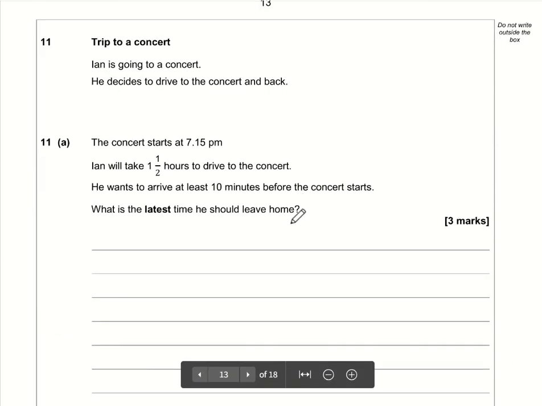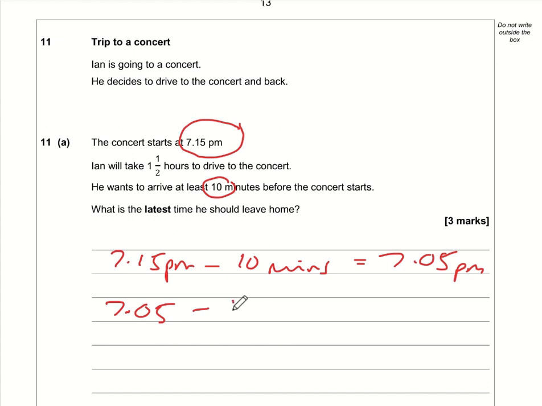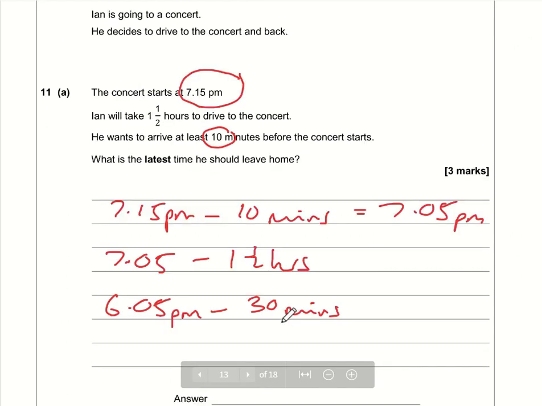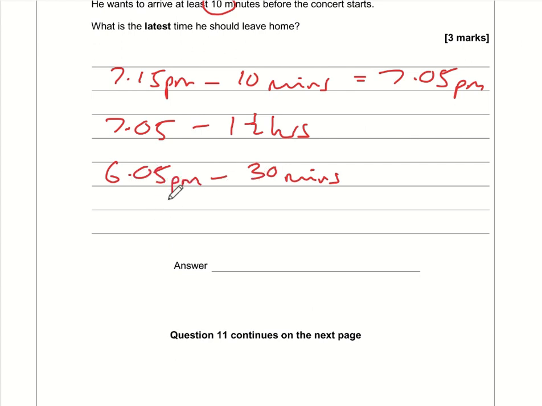Okay, question number 11. So we're working back from 7:15 p.m. So arrived 10 minutes before, so 7:15 p.m. minus 10 minutes, that will take us back to 7:05 p.m. And then we want to go back 1 hour and a half, so 1.5 hours. So let's take off 1 hour first of all, so that's going to be 6:05 p.m. But then we need to take off half an hour or 30 minutes. So 6:05 p.m. minus 35 minutes, that will take us to 5:35 p.m. There we go, so 5:35.